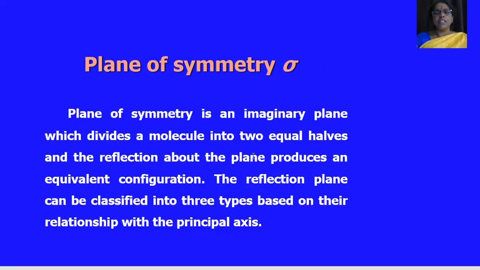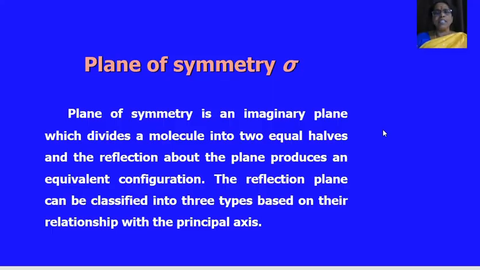Plane of symmetry is denoted by the letter sigma. Plane of symmetry is an imaginary plane which divides a molecule into two equal halves, and the reflection about the plane produces an equivalent configuration. That is, if we reflect the molecule about any plane and it gives an equivalent configuration, then we can say that the molecule possesses a plane of symmetry.